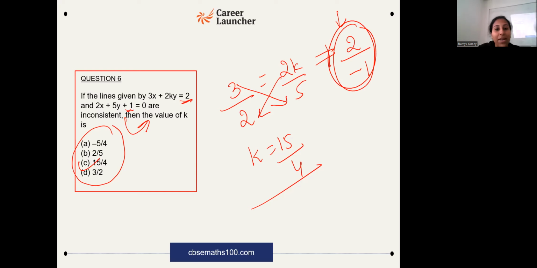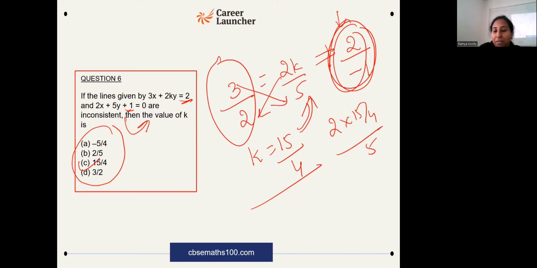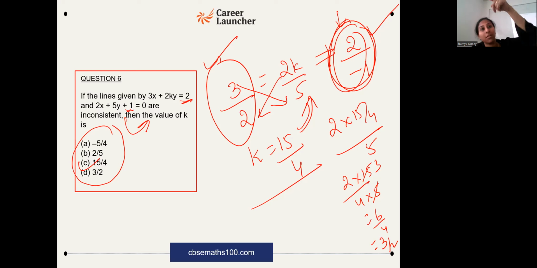Here, when I'm substituting, suppose I substitute k back, I know 3 by 2 is already not equal to 2 by minus 1. Substitute over here: 2 into 15 by 4 divided by 5. So I'm going to get 2 into 15 by 4 into 5. This is going to become 6 by 4, which is 3 by 2. Same as this. It is not becoming equal to 2 by minus 1. If after you find the value of k it was becoming equal to 2 by minus 1, what should you have answered? None of these, if that option was there. Because that means it can never be inconsistent. Understood?